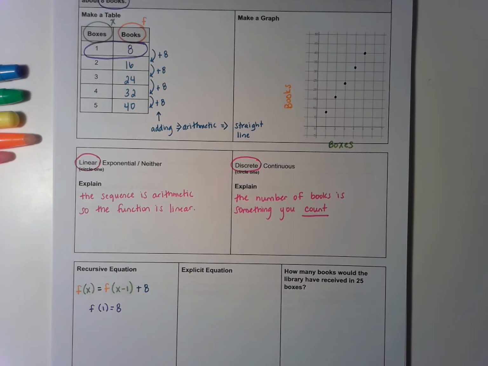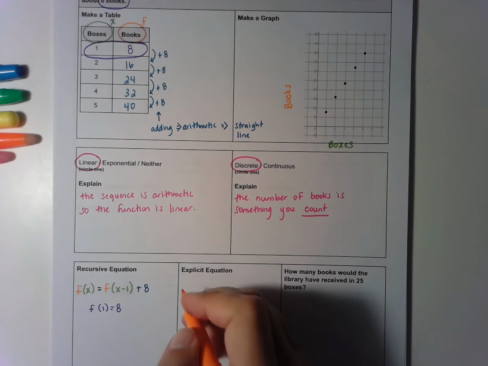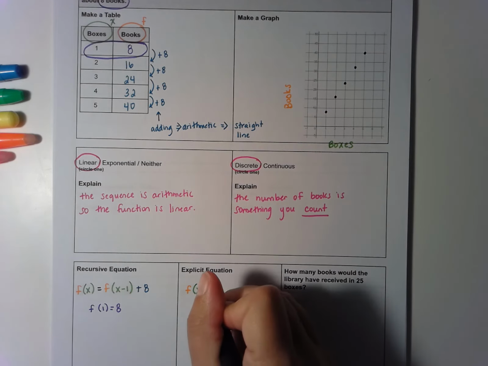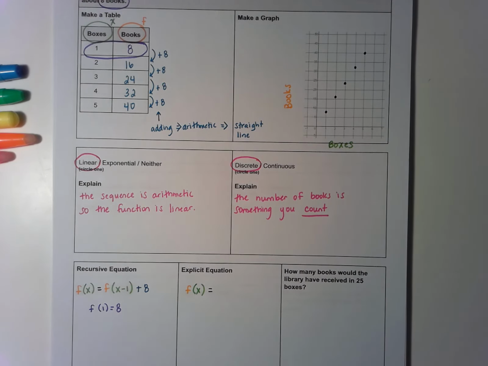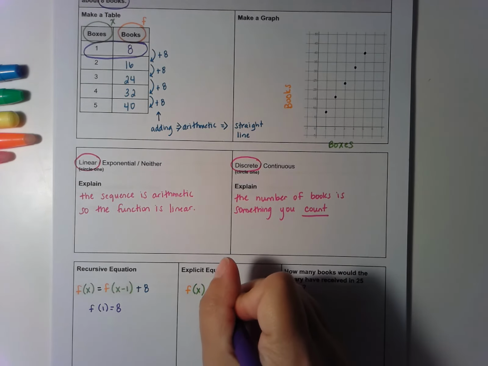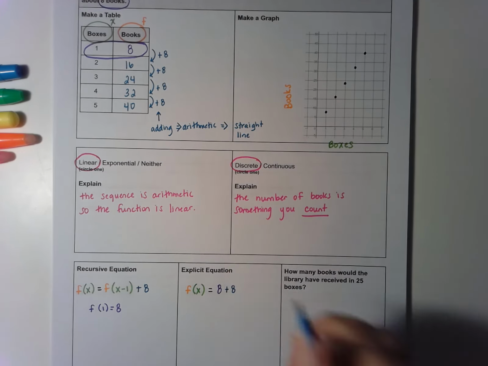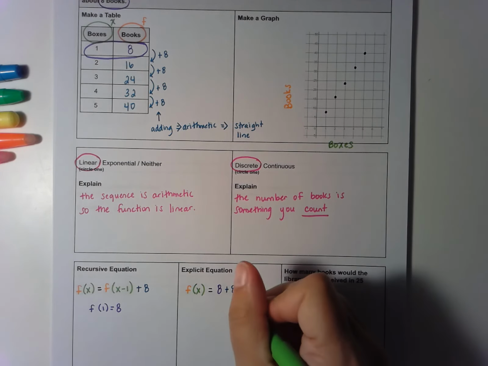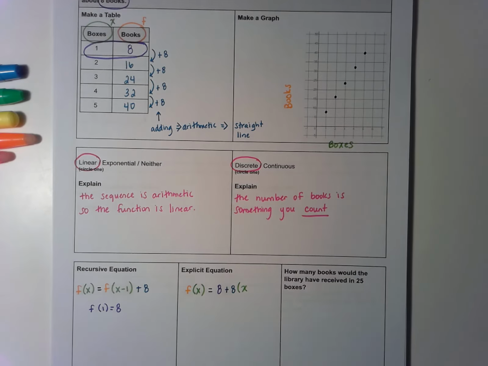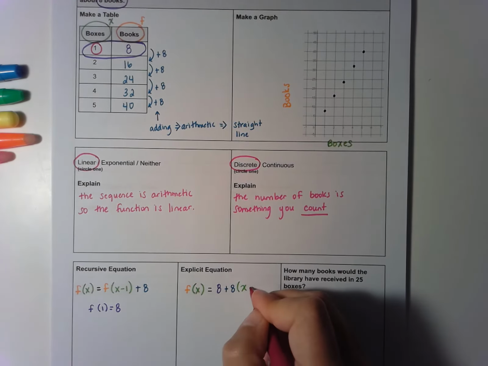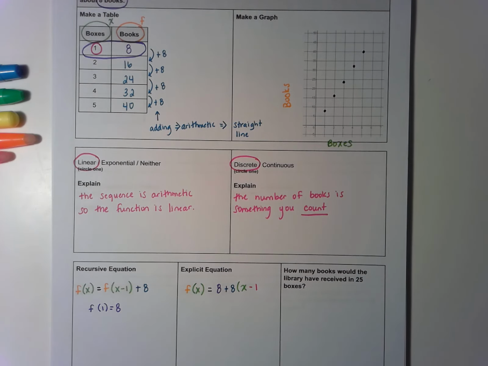For my explicit equation, I would say f of x is equal to 8, start with 8 and continue to add 8 each time, and then I would put parentheses with an x on the inside. Now, since my starting value here in the table is a 1, I would put x minus 1 here because I need to get back to 0.